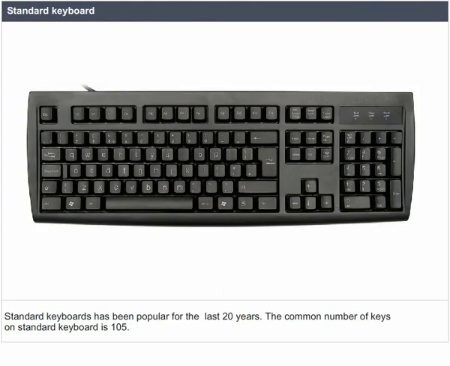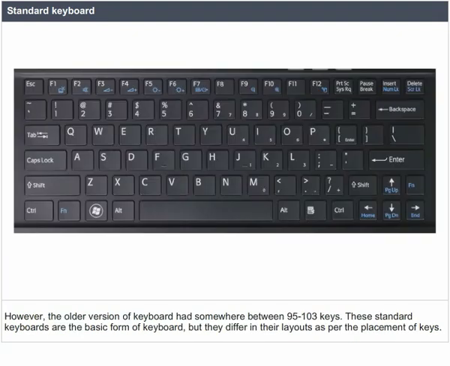The common number of keys on this standard keyboard is 105. However, the older version of keyboard had somewhere between 95 to 103 keys. These standard keyboards are the basic form of keyboard, but they differ in their layouts as per the placement of keys. QWERTY keyboards are the most common and most popular form of standard keyboard.